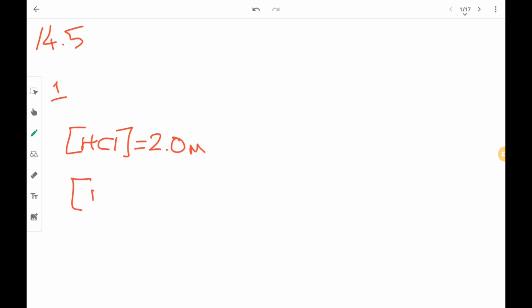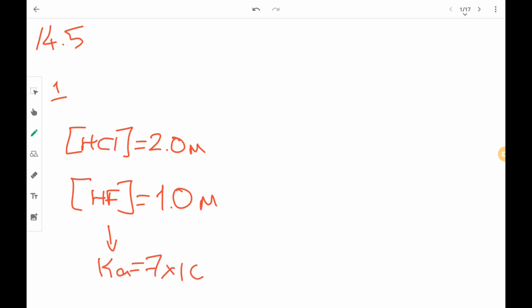So for section 14.5, basic question number 1, they gave you concentration of HCl to be 2.0 molar. They also gave you concentration of HF to be 1.0 molar. And the Ka of HF is 7 times 10 to the power of minus 4. They want you to find the pH.